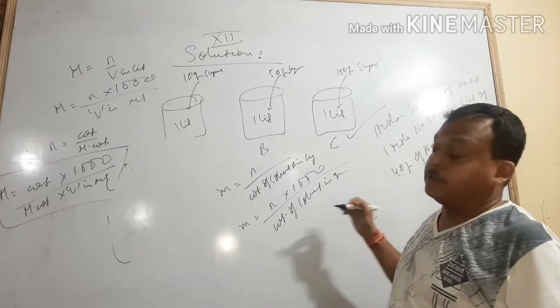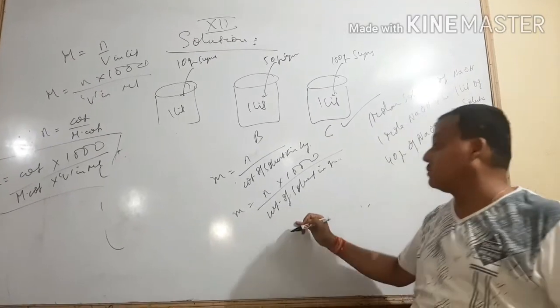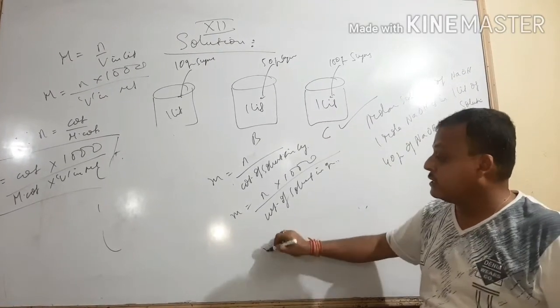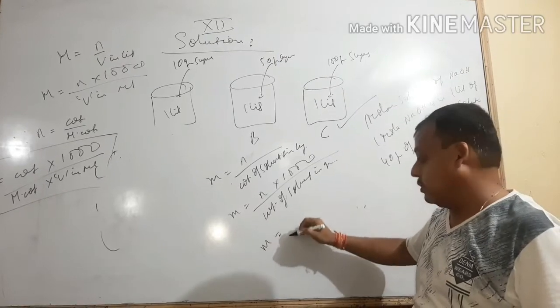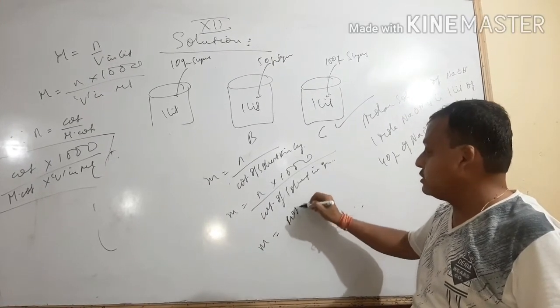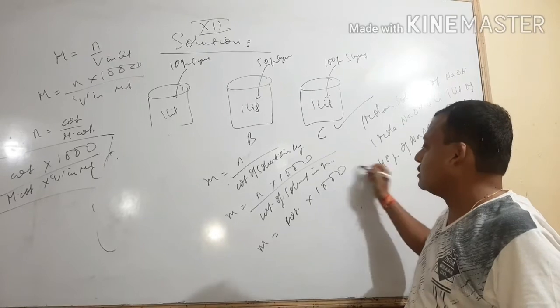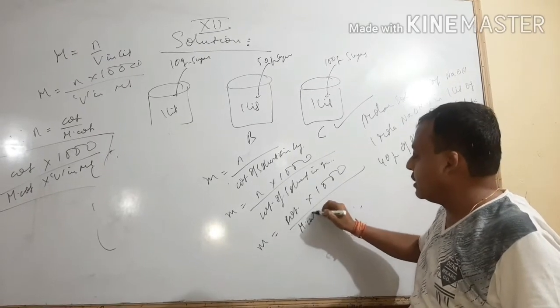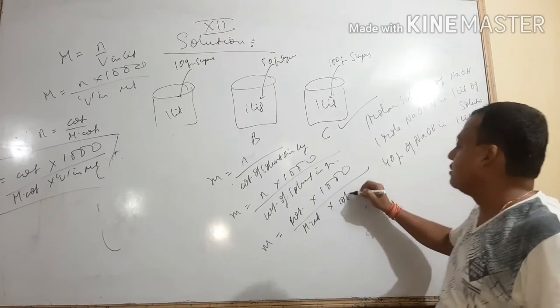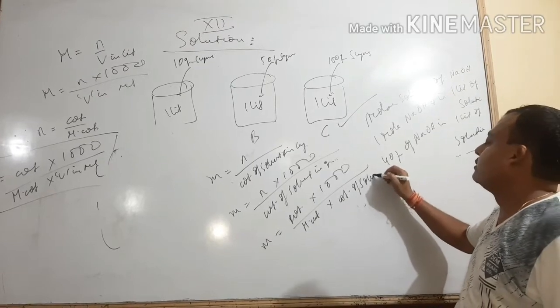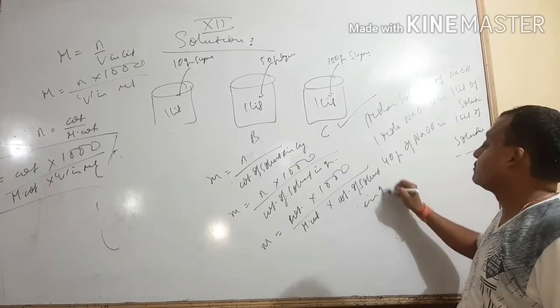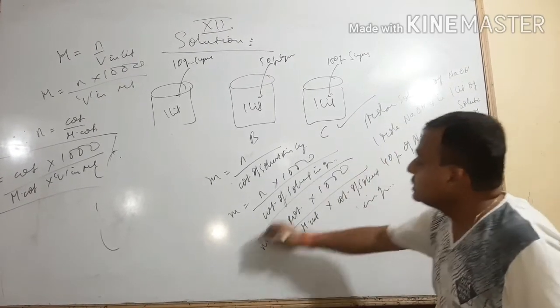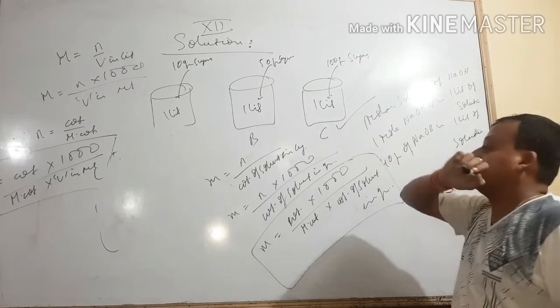And as we know that number of moles is equal to given weight by molecular weight, therefore small m is equal to weight into 1000 divided by molecular weight into weight of solvent in gram. This is the formula of molality.